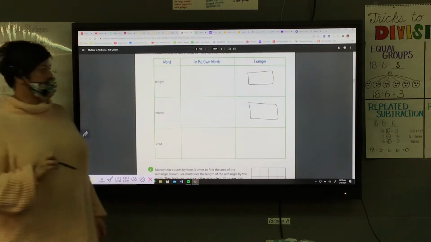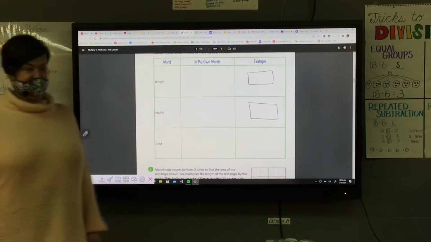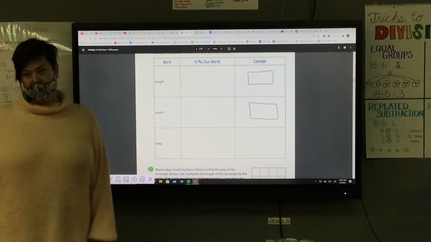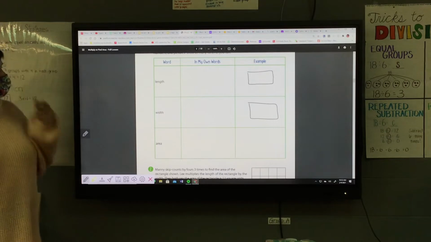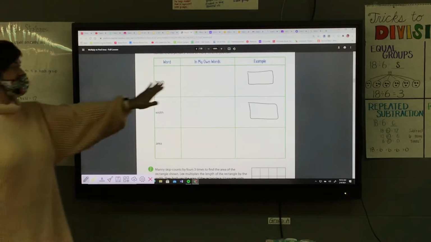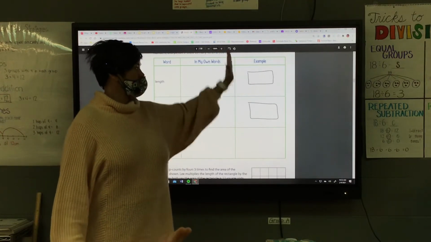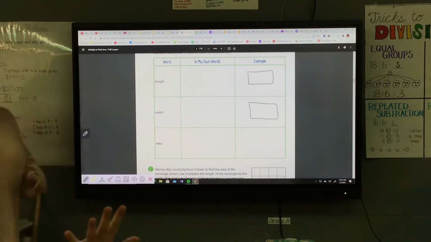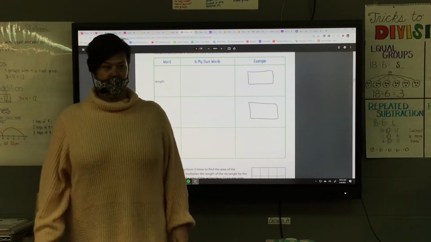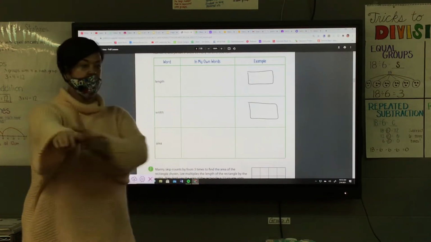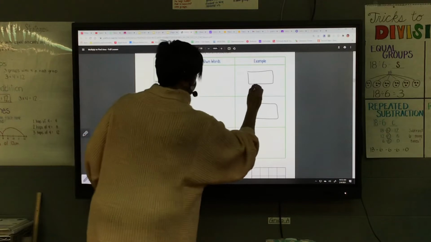Do you remember which way was length and which way was width? Length just means how long something is, and width just means how wide something is. Okay, so length and width. What is the length of this rectangle? Is it this way or this way for length? Show me. Okay, you are all showing me this way. That is correct.